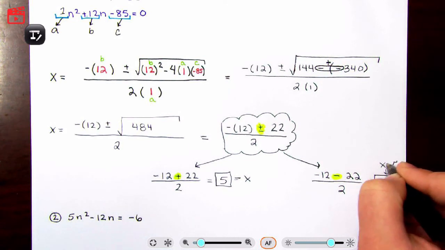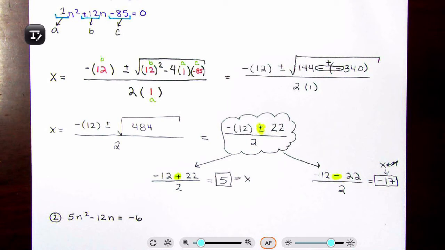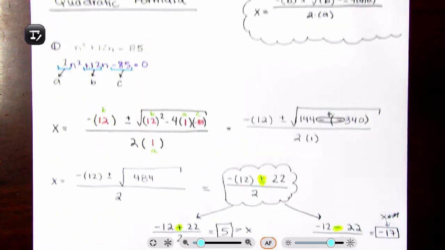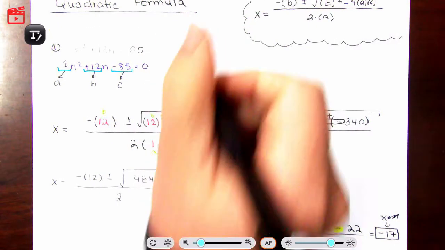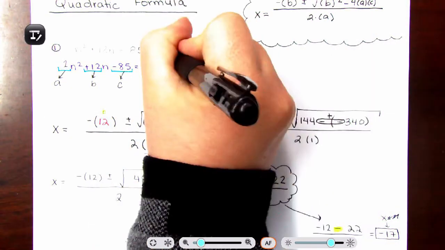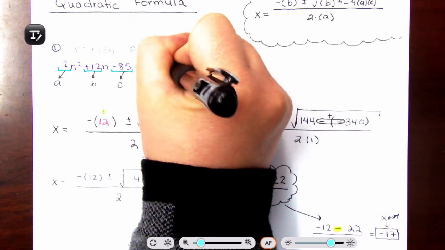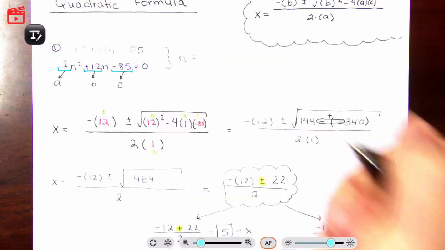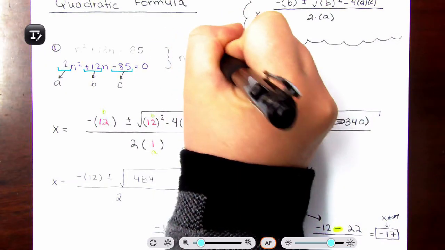Oh, I don't know why I'm writing x equals 5 and x equals negative 17. So how would your answer look? I'm going to bring this paper back up. I think I wrote x instead of n, but that's okay. So we'll bring it back up. My variable was n, so n is equal to 5 and negative 17.